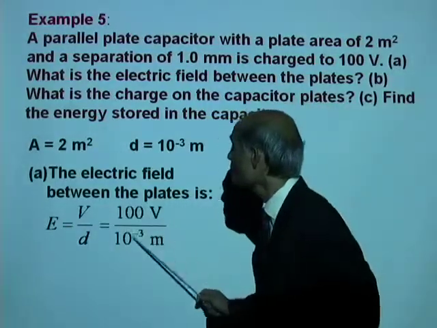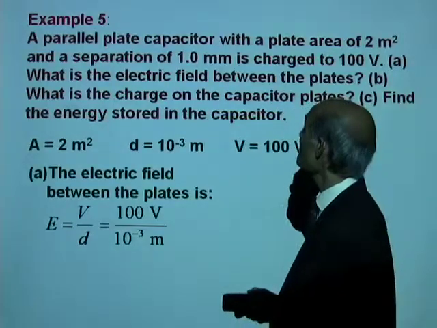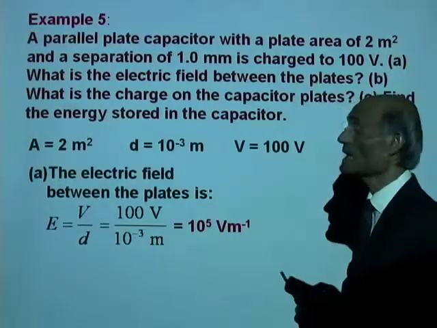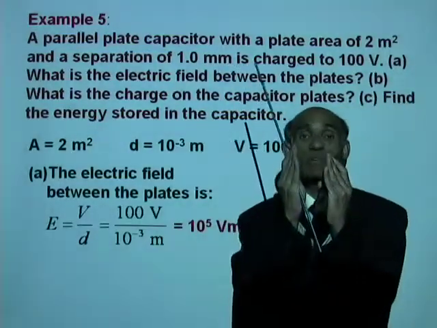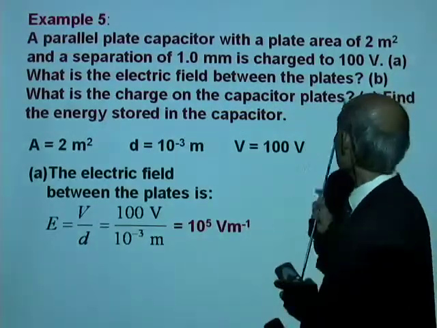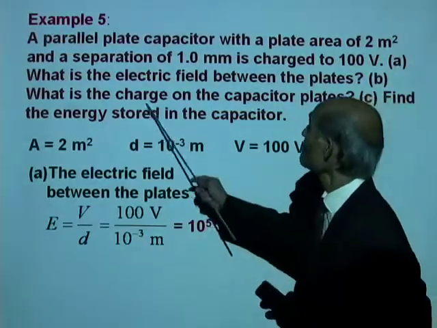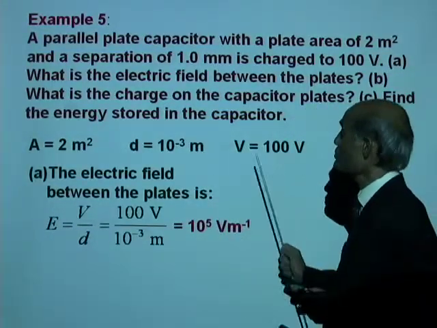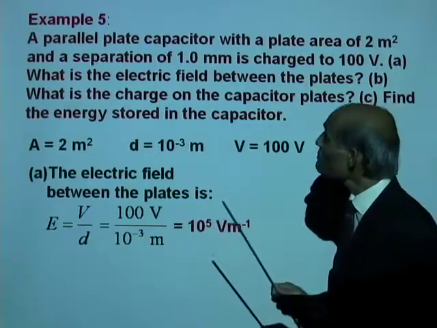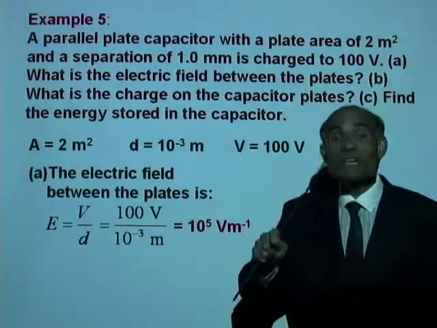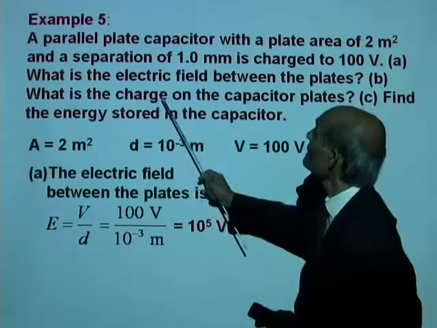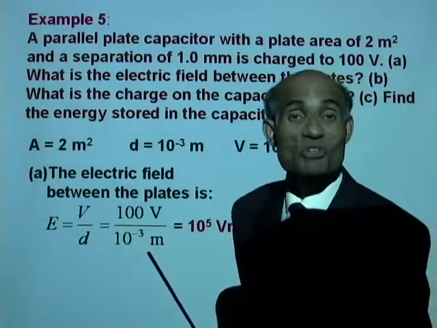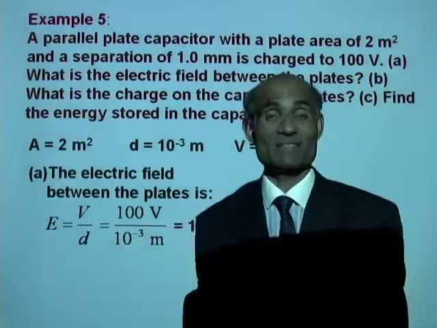That is 100 volts divided by 10 to the negative 3 meter, and that will be 10 to the 5 volt per meter, the electric field between the capacitor plates. Next one. What is the charge on the capacitor? Well, you know the voltage, and what else do you need to know to find the charge on the capacitor? Well, it will be nice to know the capacitance of the capacitor.